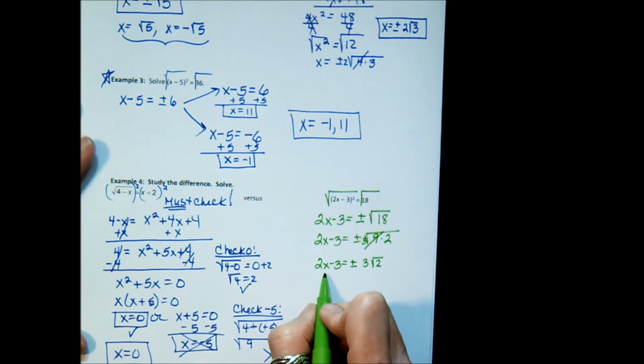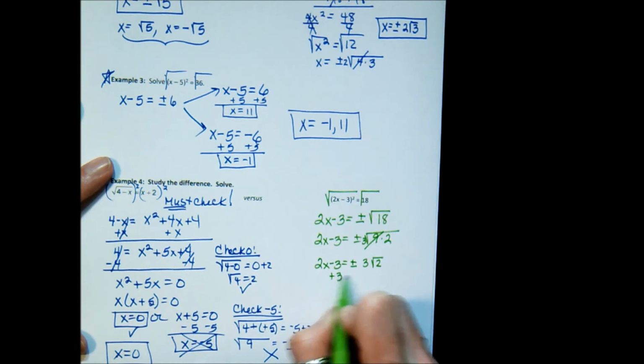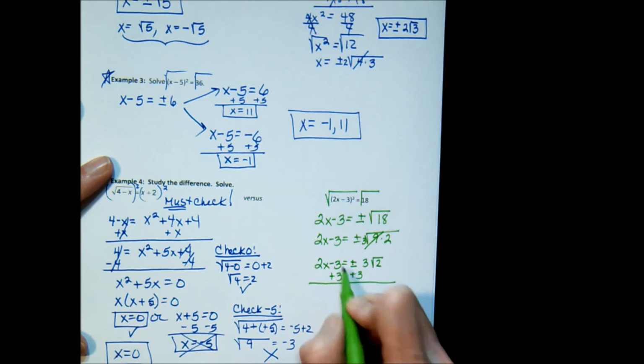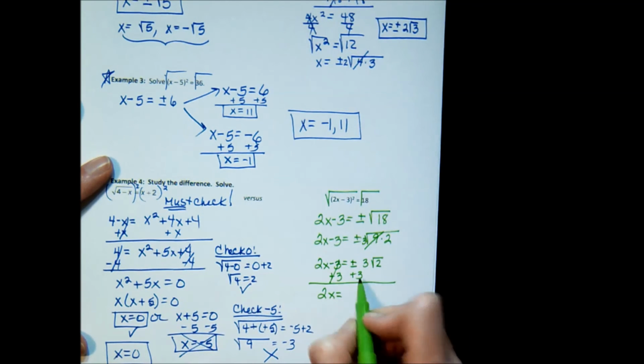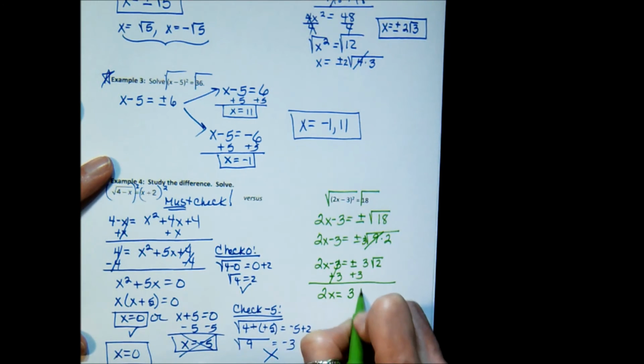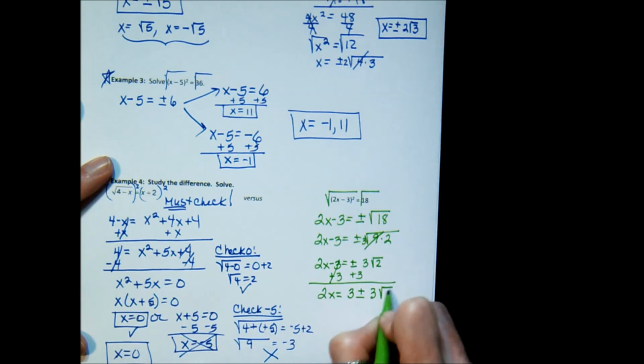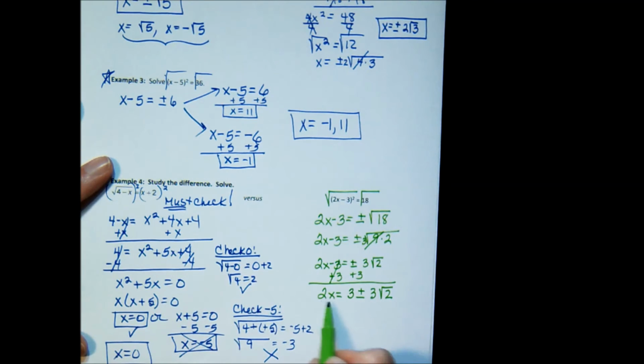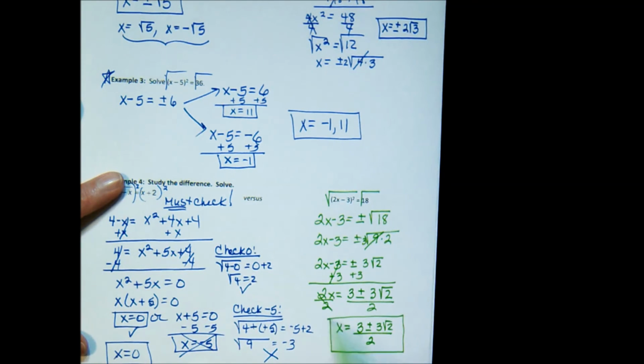I need to continue to solve for the x, so I'm going to add a 3 to both sides, and here is where you have to be very, very careful. 3 and 3 radical 2 are not like terms, so all I can do is write 3 plus or minus 3 radical 2. I can't combine those and call them 6 radical 2 because that isn't true. Last step is to divide by 2, and I get x equals 3 plus or minus 3 radical 2 over 2. And I can't do anything with that. I'm also not required to check it because I didn't square anything.